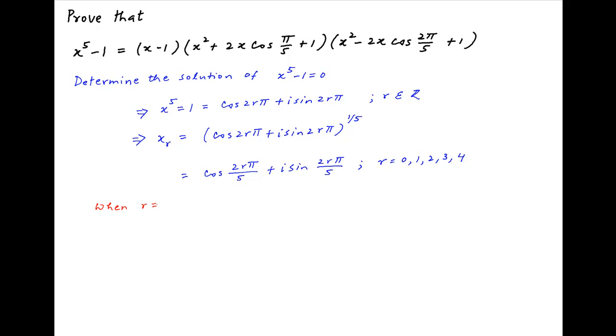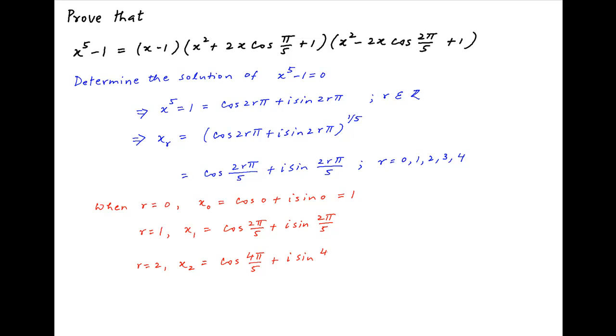Now when r is equal to 0, the root of the equation, let's denote it by x0, is equal to cos of 0 plus i times sine 0, which is equal to 1. When r is equal to 1, the root x1 is equal to cos of 2π upon 5 plus i times sine of 2π upon 5. When r is equal to 2, the root x2 is equal to cos of 4π upon 5 plus i times sine of 4π upon 5.